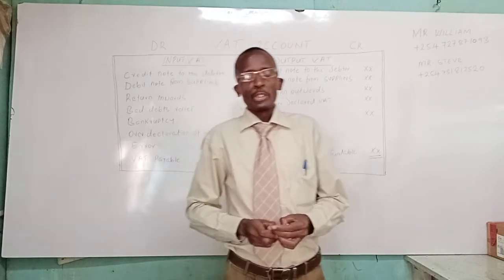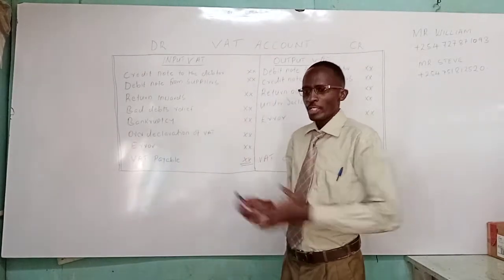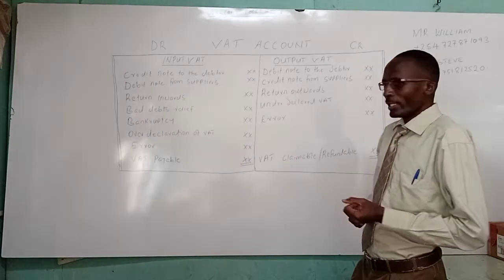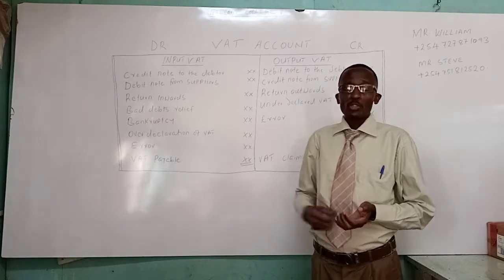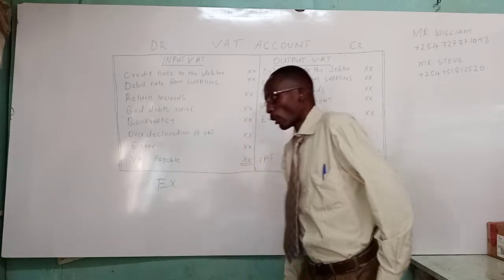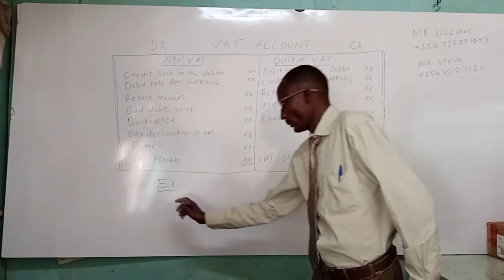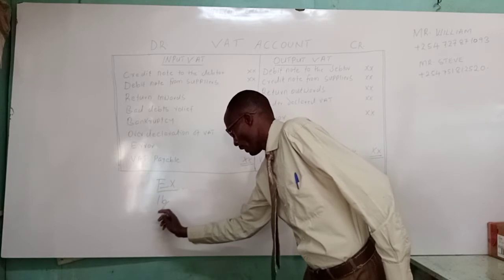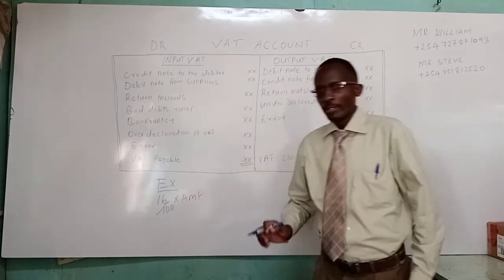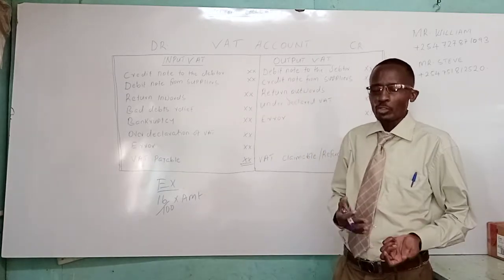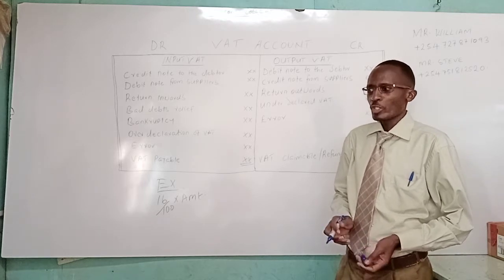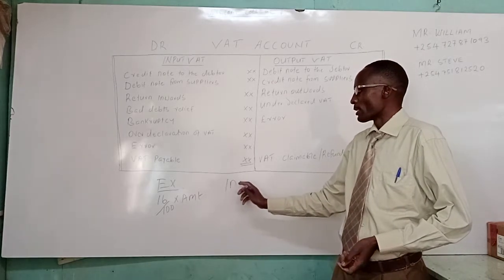The other thing that we have to note when we are preparing the VAT account is that you may be told that these transactions were exclusive of VAT. In any case you have been told that the transactions are exclusive of VAT, you have to compute your VAT this way: 16 over 100 times the amount given. Other times you may be told transactions are inclusive of VAT.